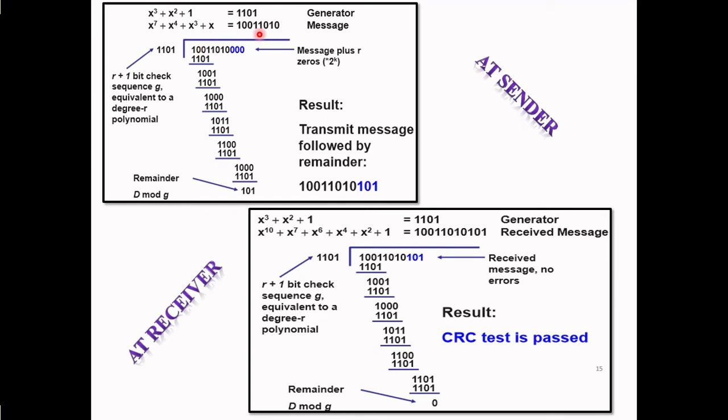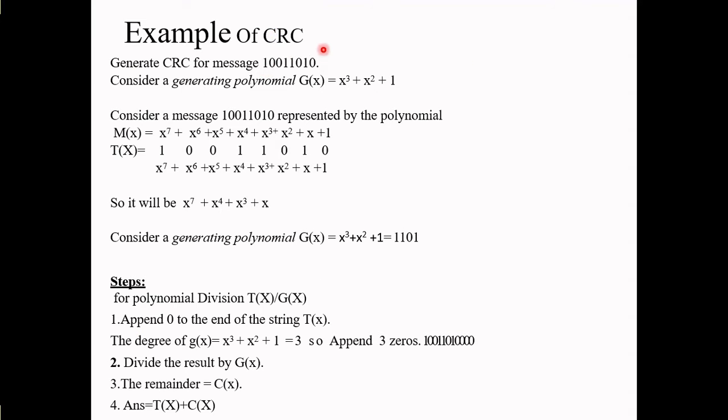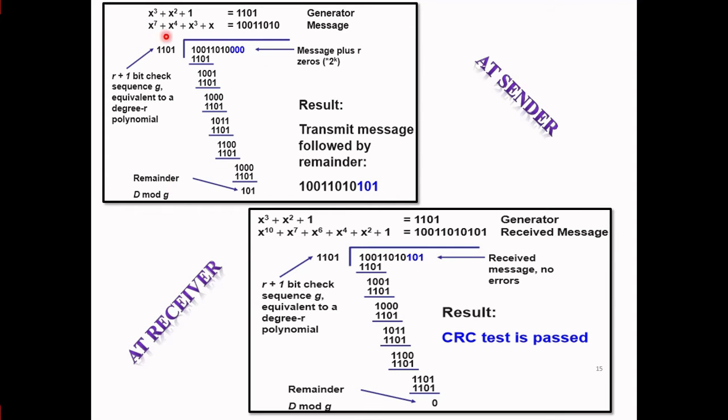Now this is our given 100111010, our original string, and this string we convert into the polynomial form, which is x raised to 7 plus x raised to 4 plus x cube plus 1. Now we have to divide this. So here we get our original string, and here 1101.